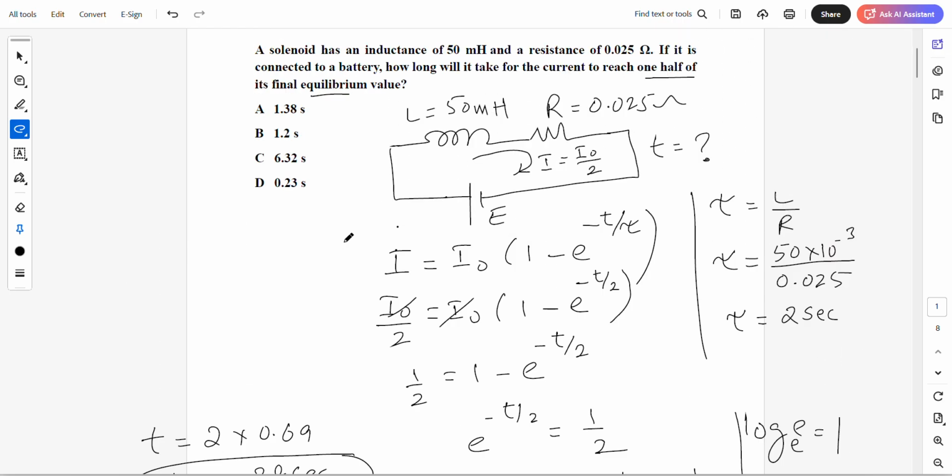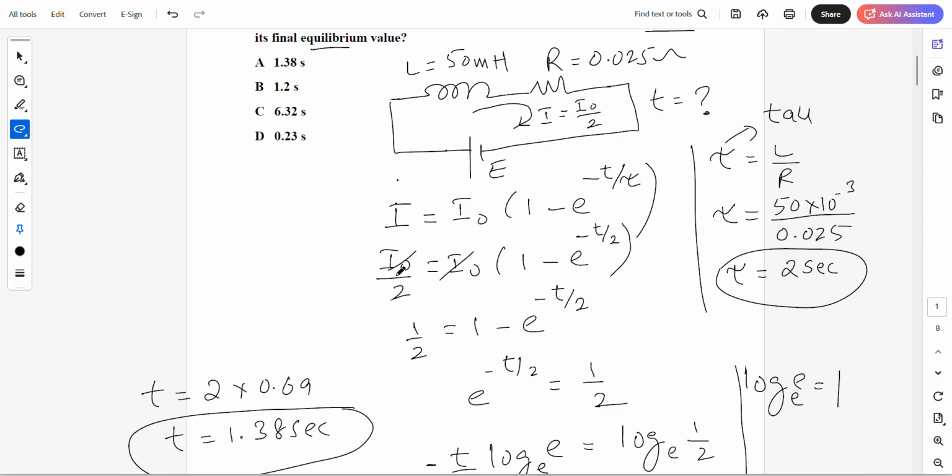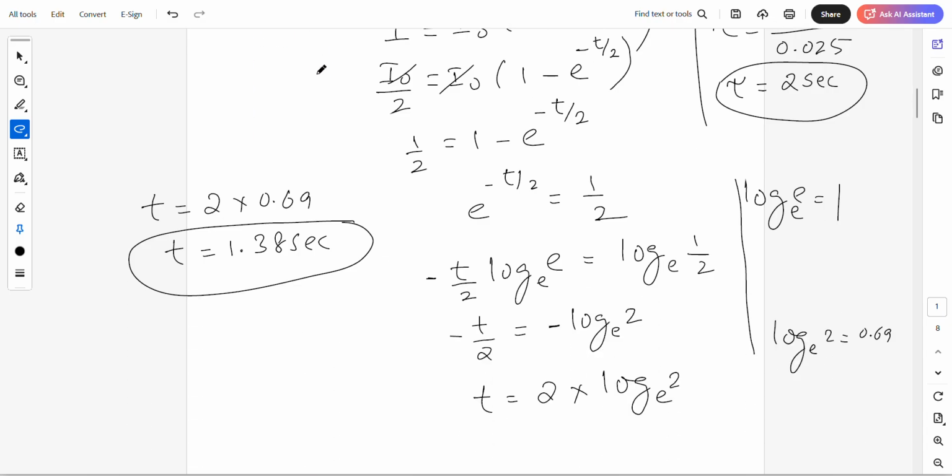Here it is based on only one formula, that is growth of current: I is equal to I naught into 1 minus e to the power of minus t by tau, where tau is the time constant, given by L by R, and I naught is the peak current. Tau is equal to 2 seconds we got. Then if I is equal to I naught by 2, simplifying for t, you get 1.38 seconds as the right answer. We'll see the next problem.